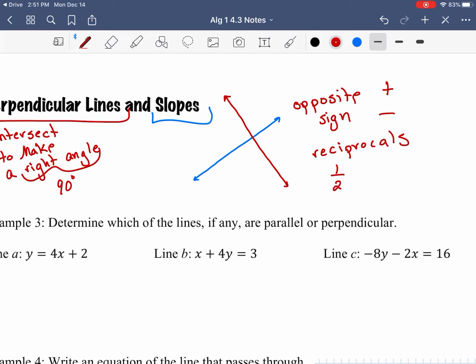Reciprocals, for example, 1/2 and 2/1 are reciprocals. 2/3 and 3/2 are reciprocals. Don't put them equal to each other. They're not equal. They're what we call reciprocals.